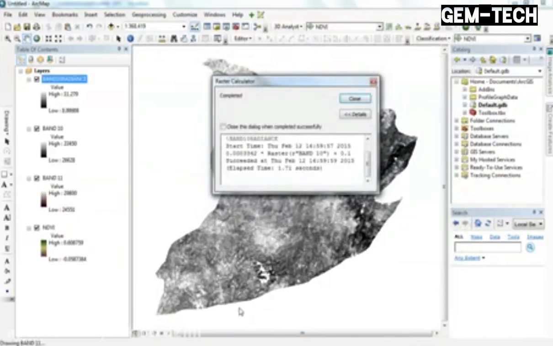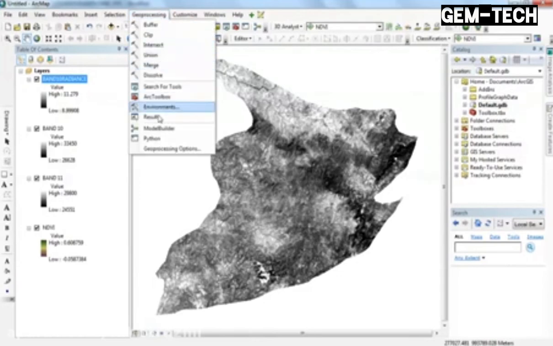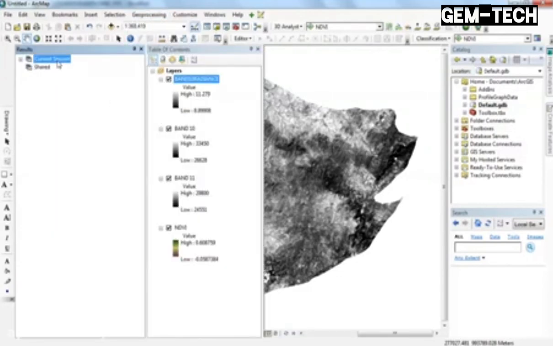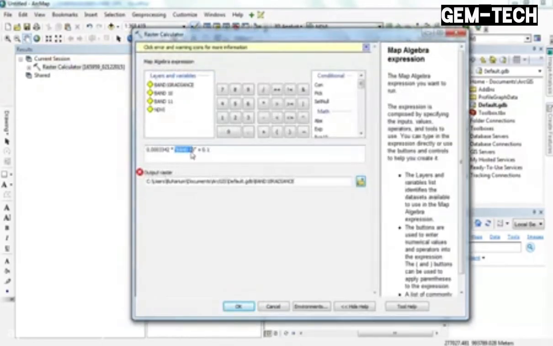And it's going to give me a new raster layer for the radiance of band 10. I'm just going to perform the same operation on band 11. Since I want to do basically the same thing, I can just go to geoprocessing results, and it brings up my previous executions, raster calculator, and I'm just going to replace band 10 with band 11.